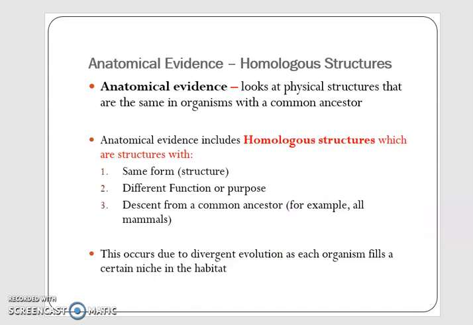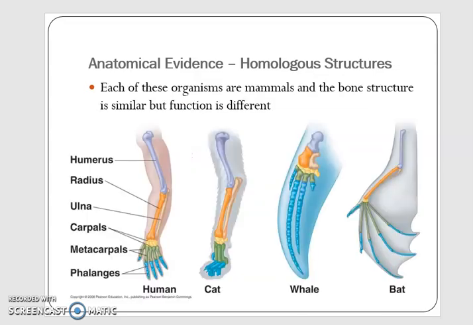Another piece of evidence is anatomical evidence. This evidence looks at physical structures that are the same in organisms that also have a common ancestor. So this includes something called homologous structures, and these are structures that have the same form or the same internal structure, but the structure has a different function or purpose, and the homologous structures come from common ancestry. This occurs due to divergent evolution, as each organism fills a certain niche or a certain part of the habitat. This is an example of some homologous structures.